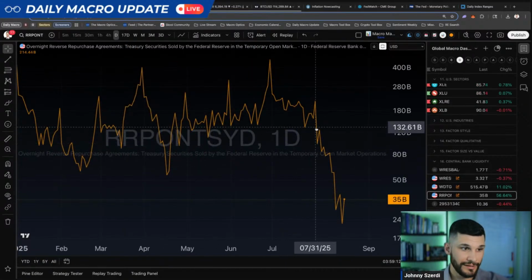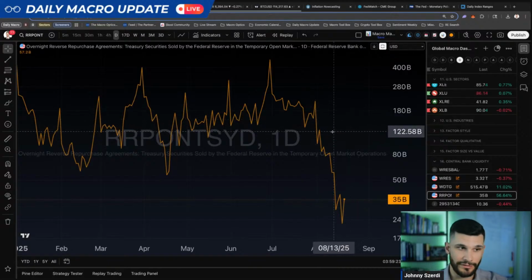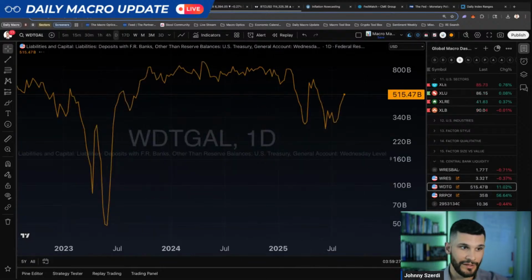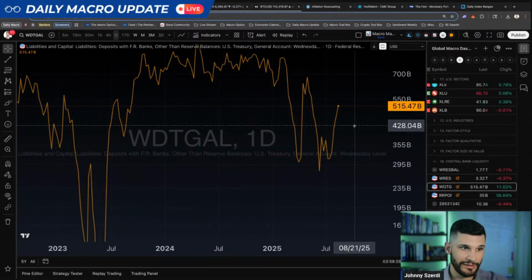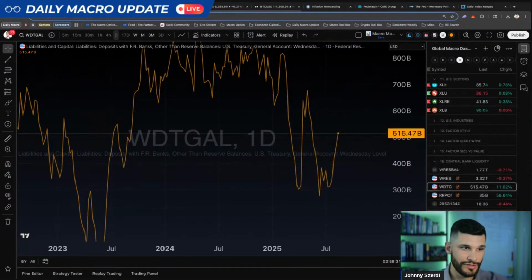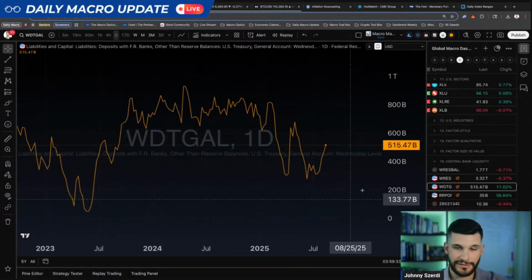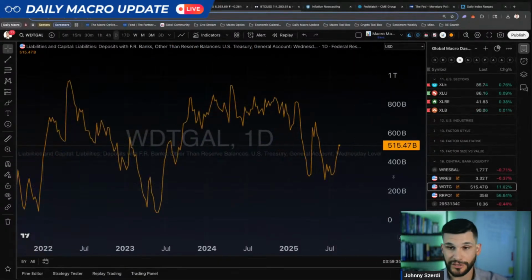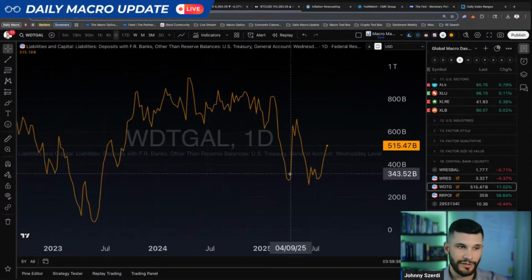And as you can see, pretty much since the beginning of August, this thing has gone from 134 billion down to 34 or 35 billion. So nearly $100 billion has been taken from the RRP and in turn gone directly into the Treasury General Account, which you can think of as the government's checking account that's held at the Fed.